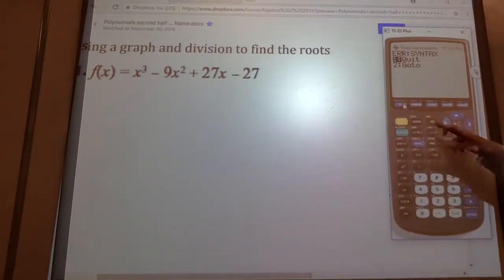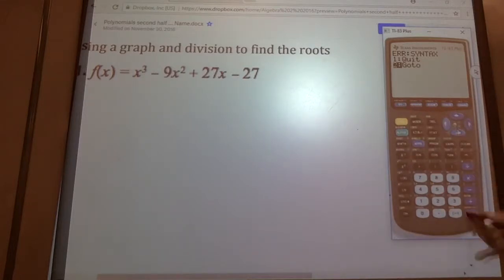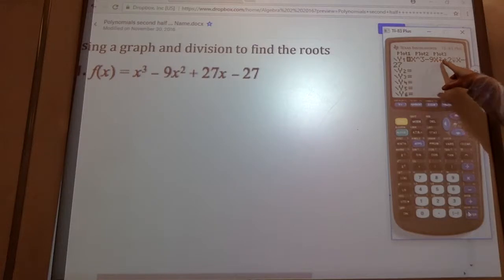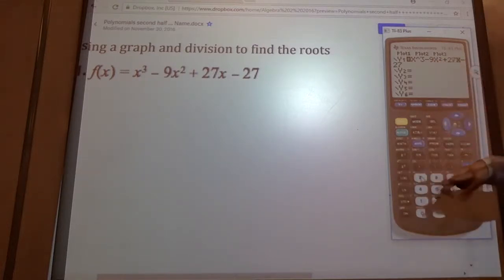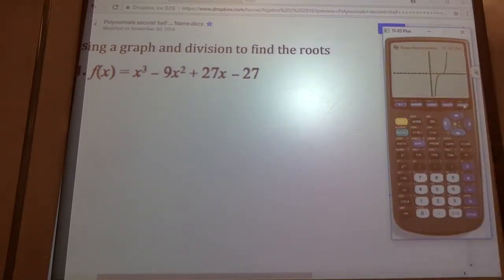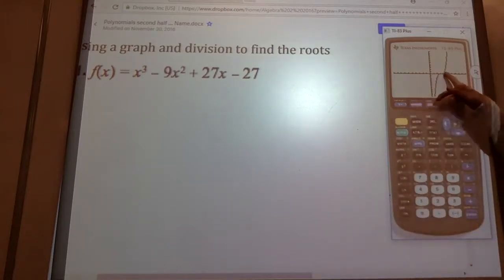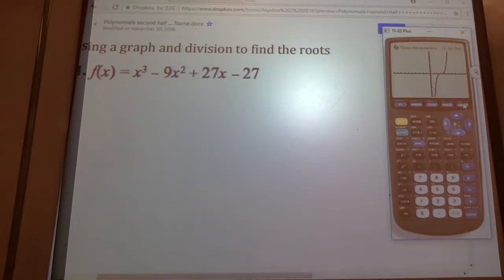Oops, what did I do wrong? Oh, there's a comma there. What should it be? X cubed minus 9x squared plus 27x. There we go. Okay, so if I graph this, I can tell you one root. What is it? Where is it crossing the x-axis?